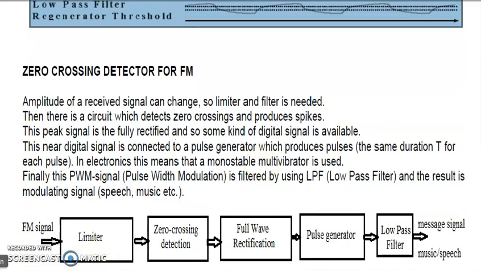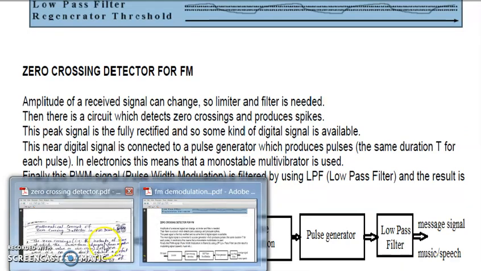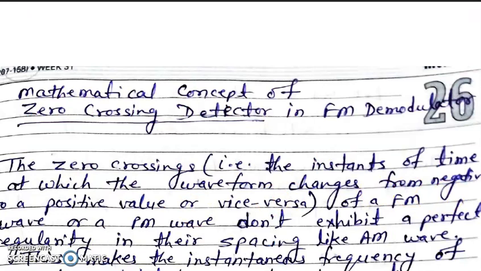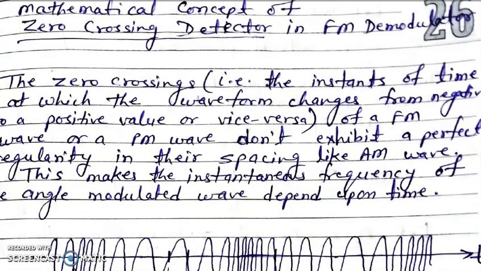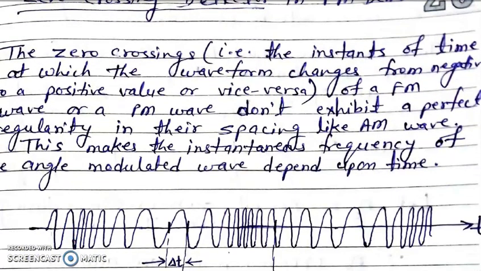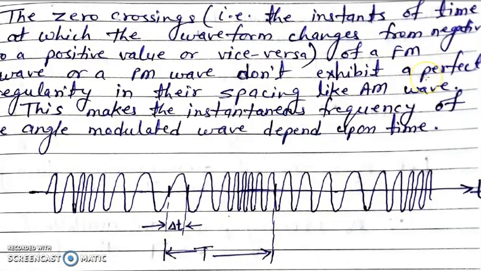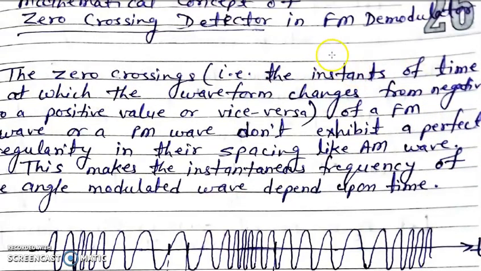Now this complete process we have to understand mathematically. For that I am showing you the concept of zero crossing. The zero crossings are the instants, the instants of time at which the waveform changes from a negative to a positive value.